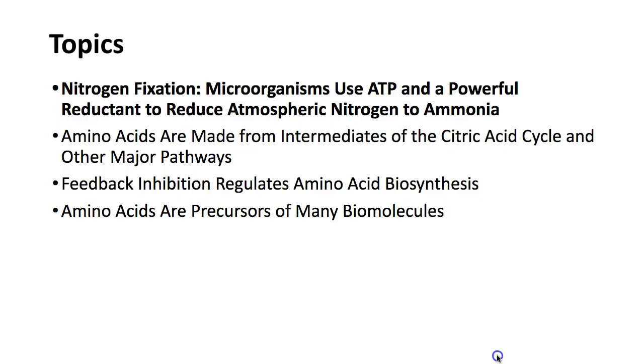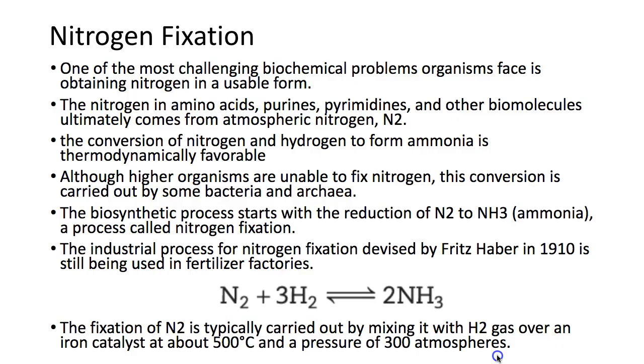What we will be talking about today is nitrogen fixation: microorganisms use ATP and a powerful reductant to reduce atmospheric nitrogen to ammonia. So the nitrogen in amino acids, purines, pyrimidines, and other molecules ultimately comes from atmospheric nitrogen, and this nitrogen ends up getting reduced down to ammonia. Higher organisms are unable to fix nitrogen, so this conversion is carried out by bacteria.